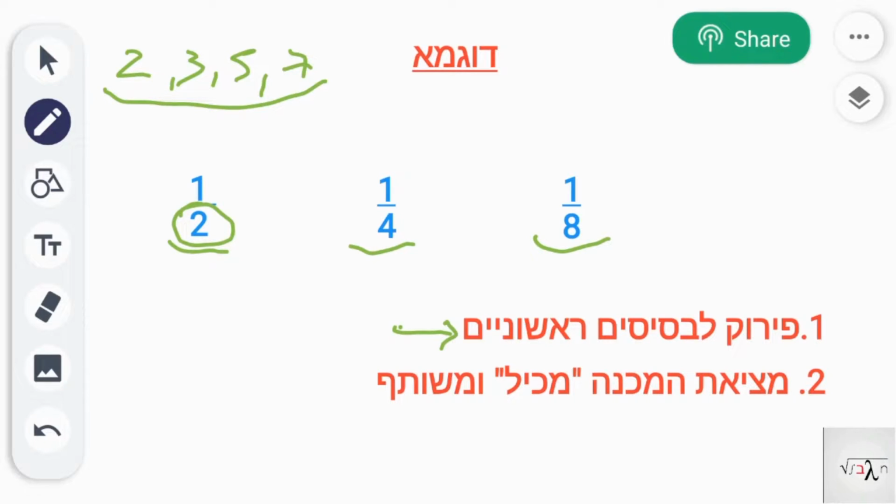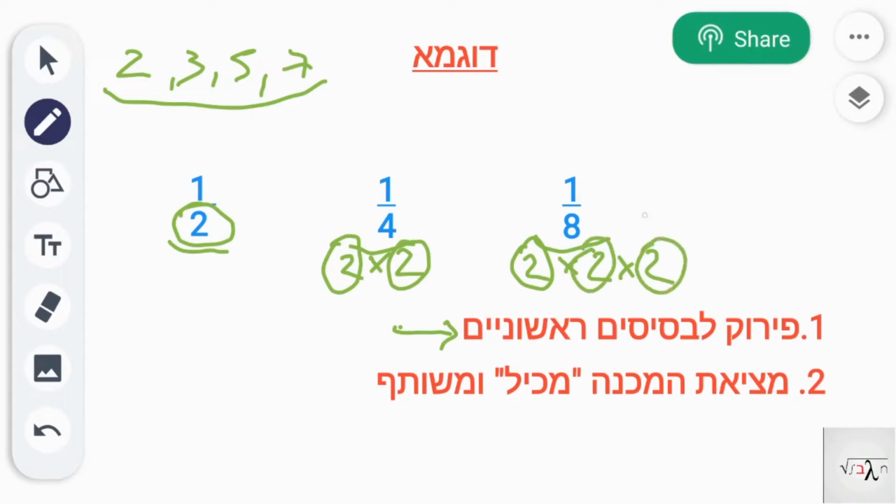4, on the other hand, can be taken apart into the multiplication of 2 times 2. Therefore, these are the prime bases of the number 4. If we take apart the number 8 into its base multiplication, we can get 8 by doing 2 times 2 times 2. And those are the prime bases of the number 8.